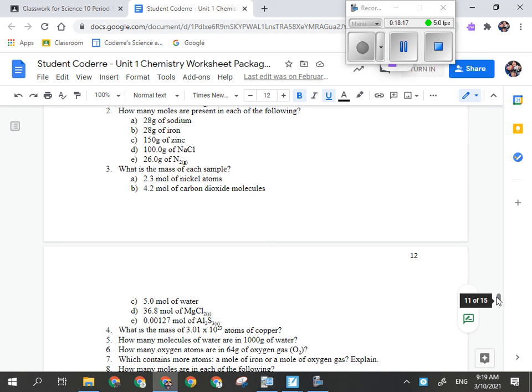It's asking you to calculate the number of moles, so n, present in each of the following: 28 grams of sodium, 28 grams of iron. These ones are even easier because you don't even get to compounds until D. So you're just looking for the atomic mass on the first 3, molar mass on this one and this one. And then number 3 is asking you to calculate mass. You got a few where you're calculating n, then a few where you're calculating little m. And then it gets into a few more realistic kind of problems. So I want you working on those for now.